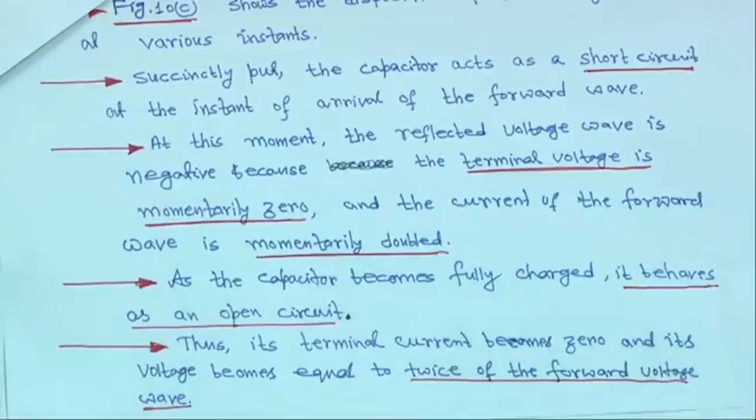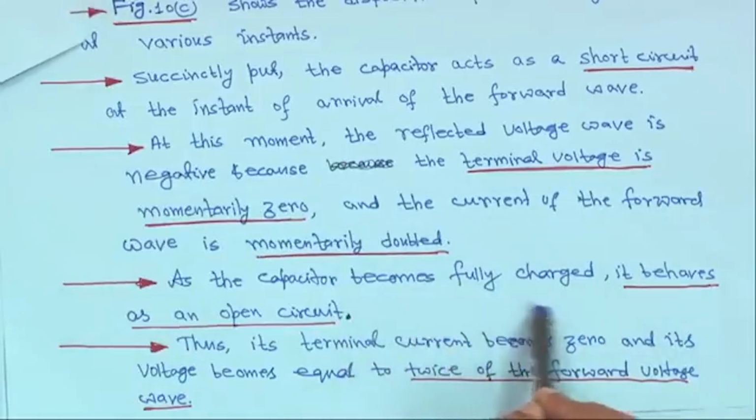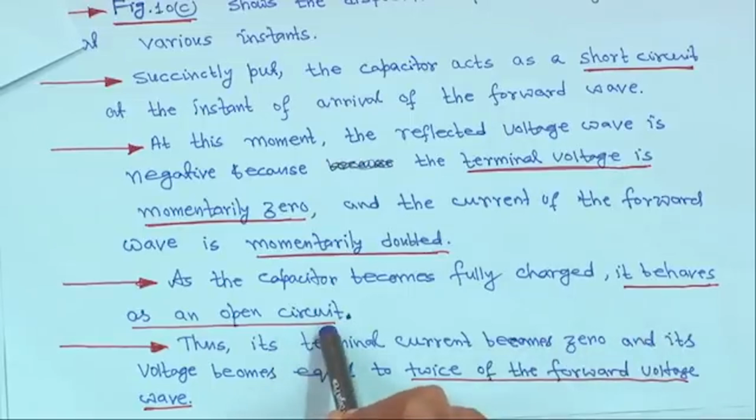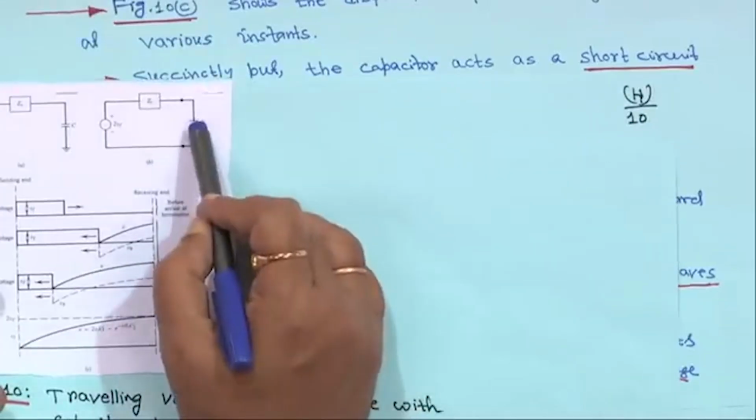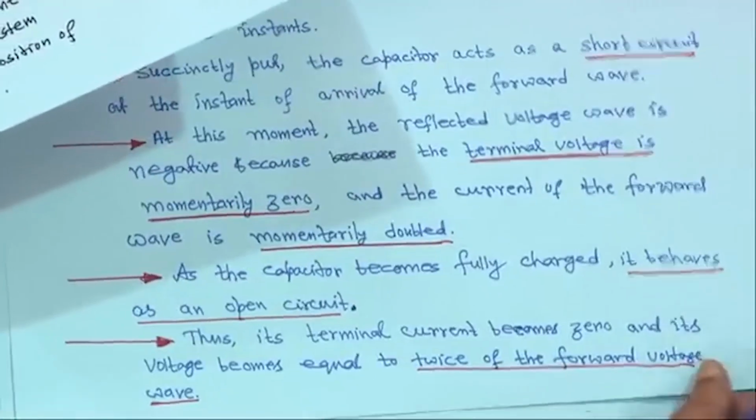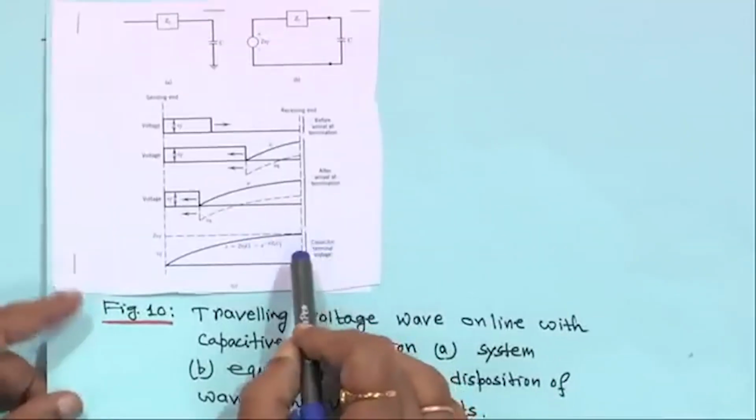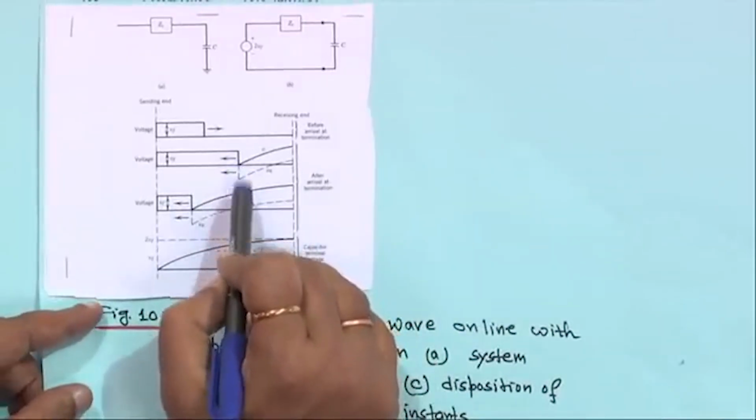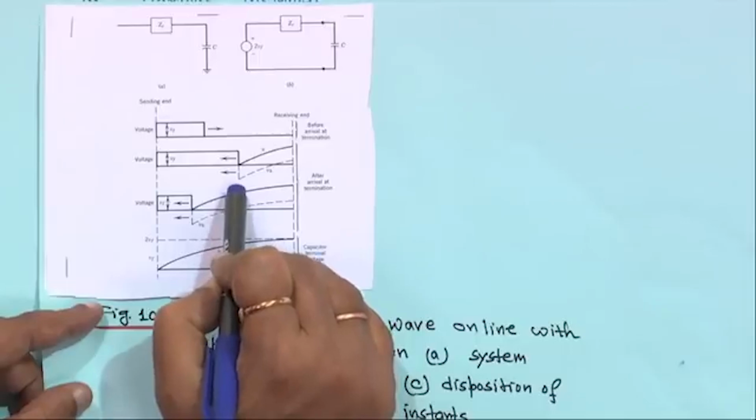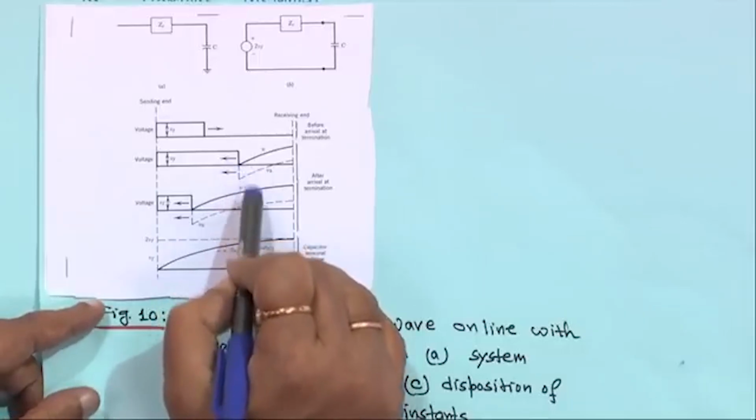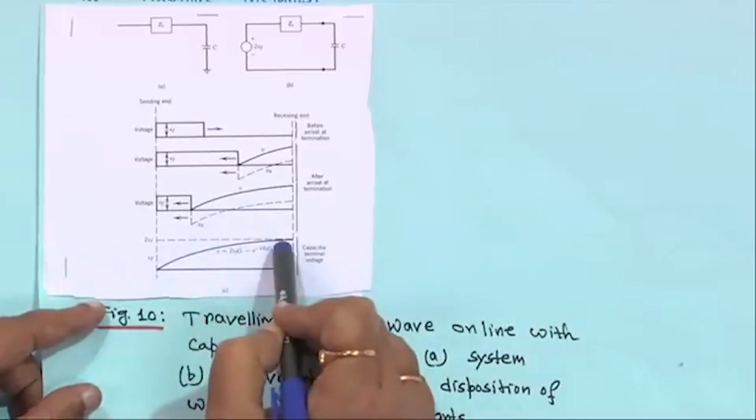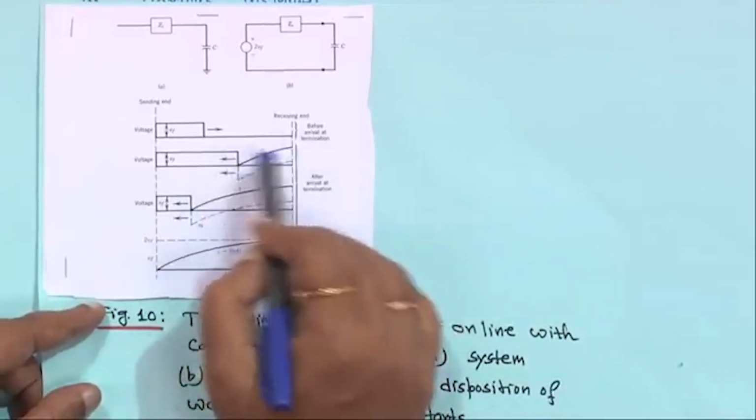So, as the capacitor becomes fully charged, it behaves as an open circuit, which is known to us. Thus the terminal current becomes 0, and its voltage becomes equal to twice the forward voltage wave. If you look at this, at any instant when V B is equal to minus V F, it is shown like this, but after that the capacitor will slowly get charged. So, V is equal to V F plus V B.